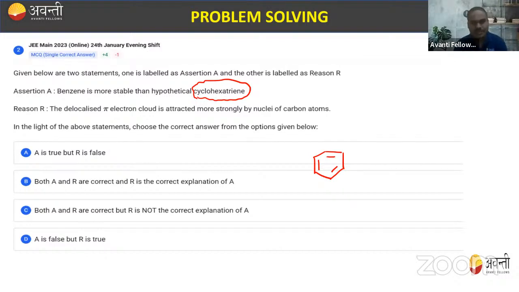And what is the reason behind this? The delocalized pi electron cloud is attracted more strongly by the nucleus of the carbon atom. So here both assertion and reason are correct, and the reason is the correct explanation of A. So we can say that both A and R are correct, and R is the correct explanation of A. This is very, very important. I hope everyone understood. Anyone having any kind of doubt can ask. Is it clear to everyone?